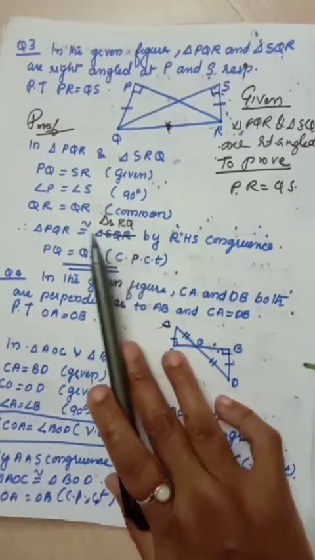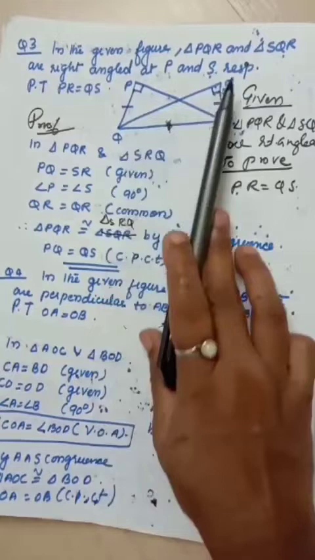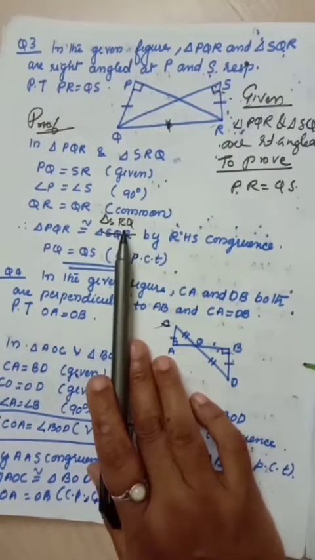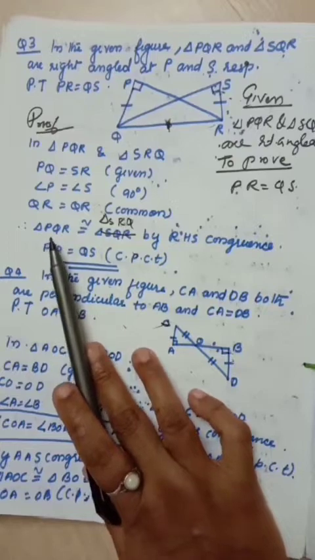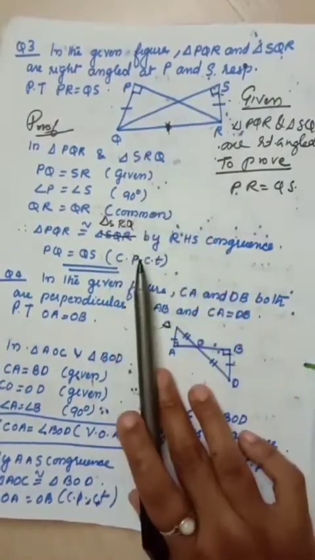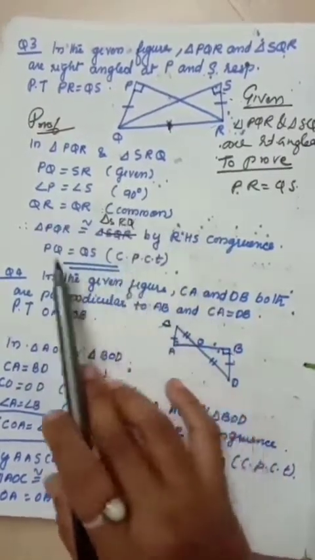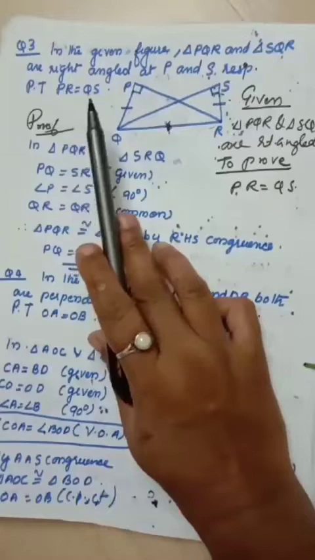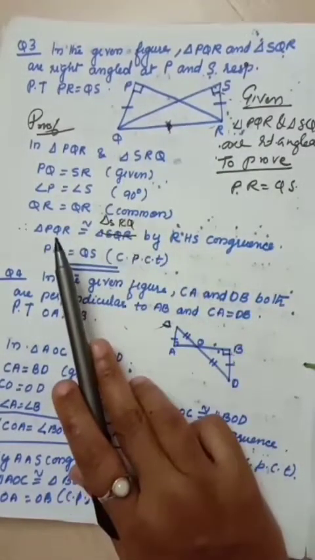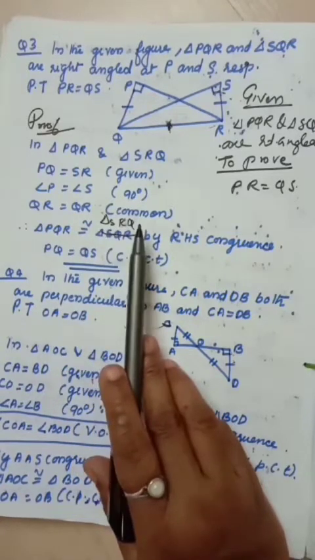Okay. PQ equal to SR, given. See, first two letters, here also first two letters. Now angle P equal to angle S, 90 degrees. Clear? From here, by congruency, what you can say: PR equal to QS, which you have to prove. Check it here, you will get P, first letter and third letter. Here also first letter and third letter.